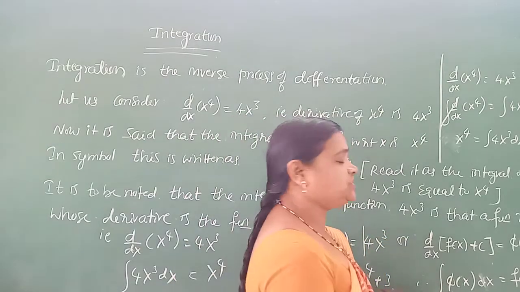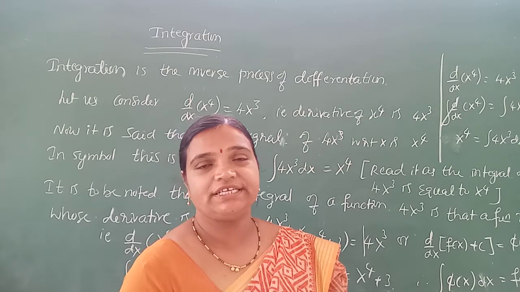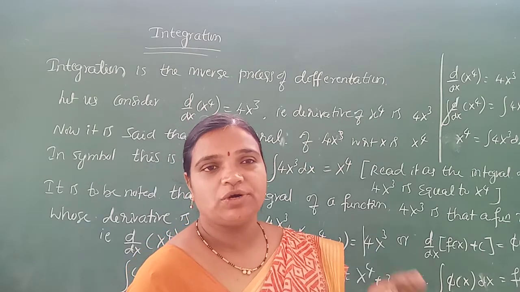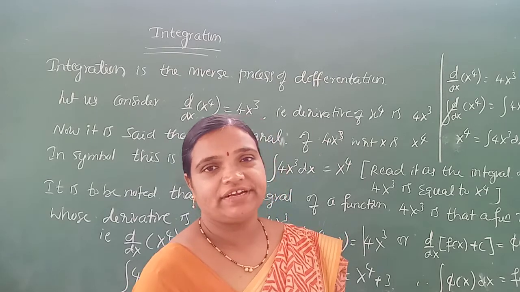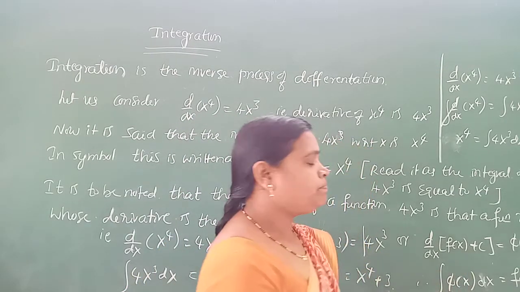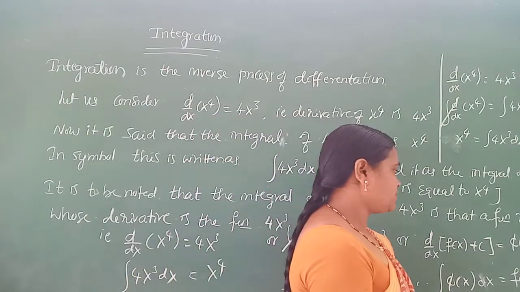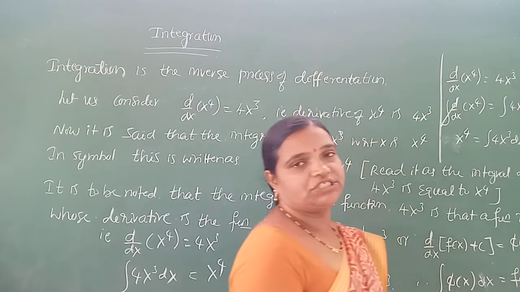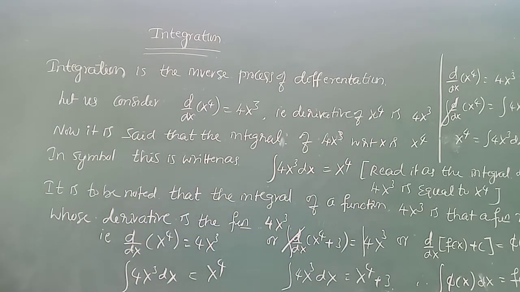And this integration we call an indefinite integral. Exactly, we don't know the value of the integral. That type of integral we call an indefinite integral. And here phi of x is called the integrand. Okay. And c is called the constant of integration. Okay.